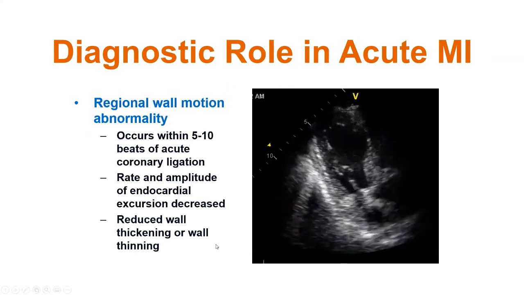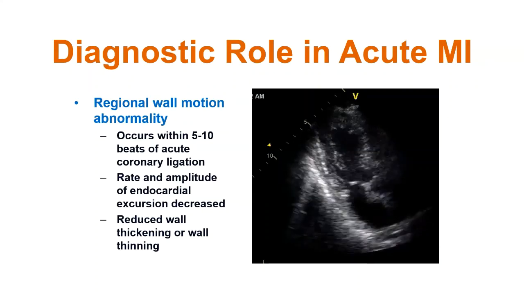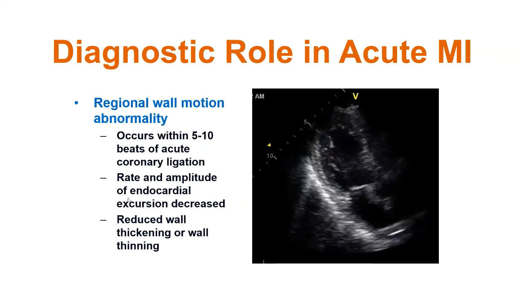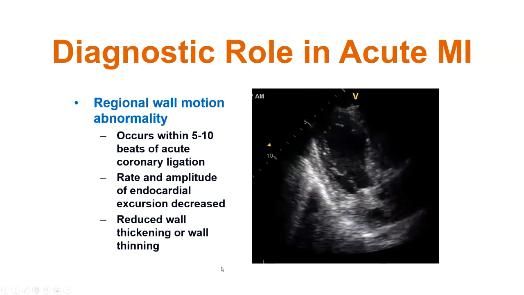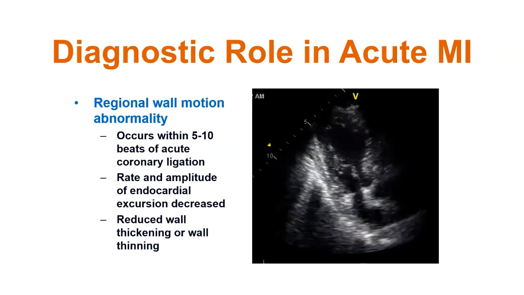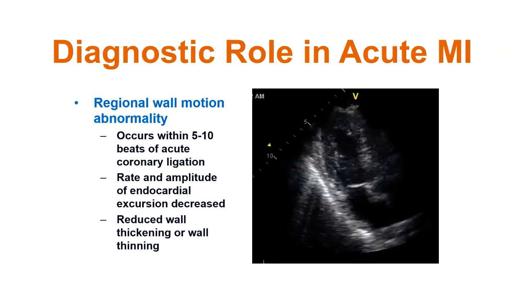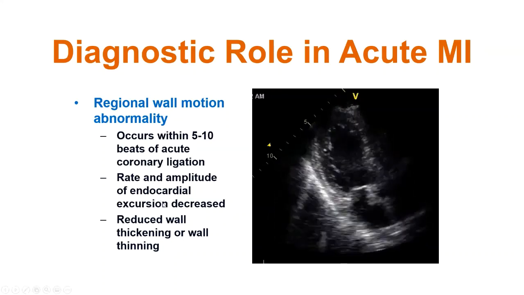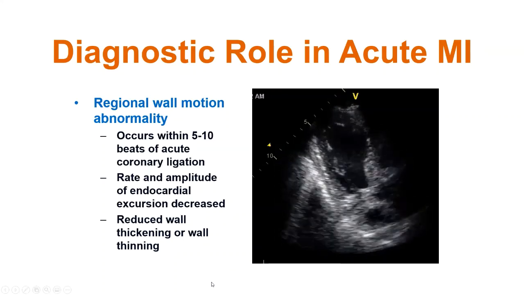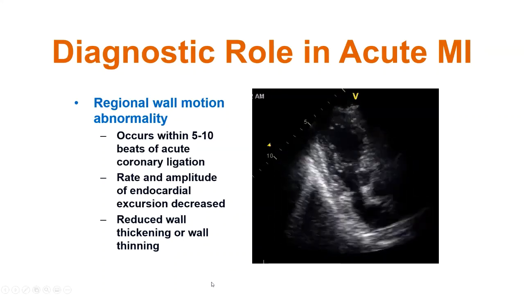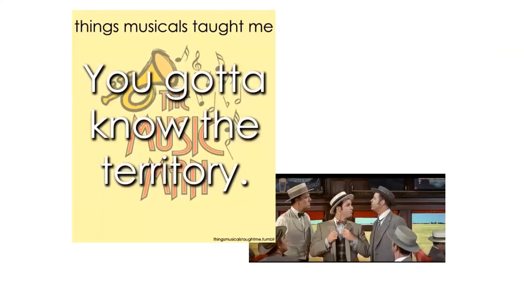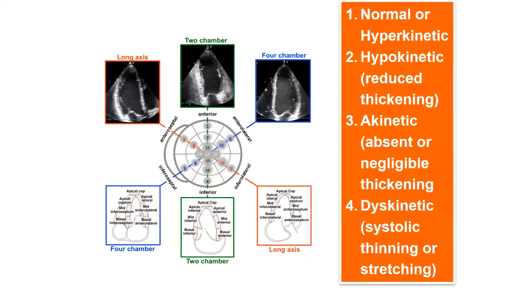The echo is often our first tool in deciding whether someone has acute coronary disease. Regional wall motion abnormality can occur within minutes of a coronary ligation in experimental animals. The rate and amplitude of the endocardial excursion is decreased, and you may see reduced wall thickening. It's very important that you know the coronary artery territories.